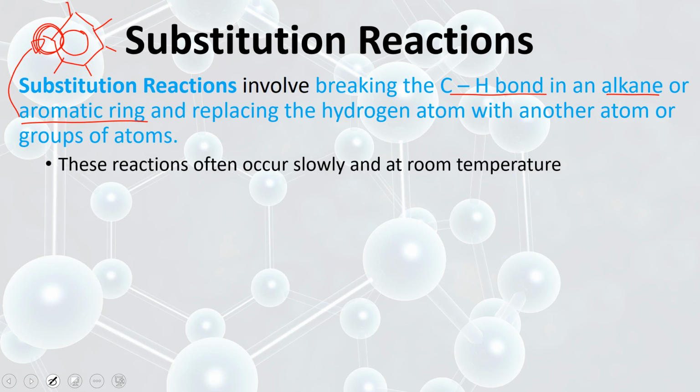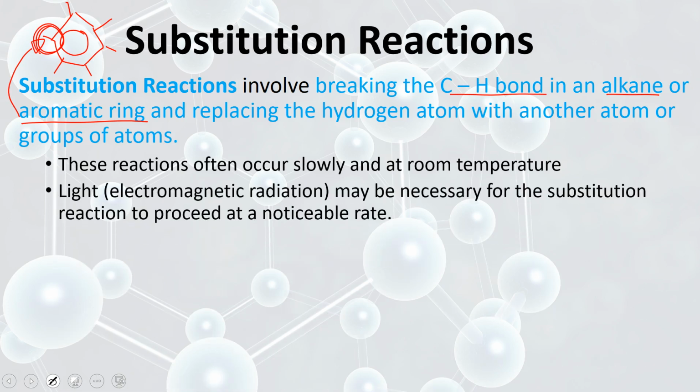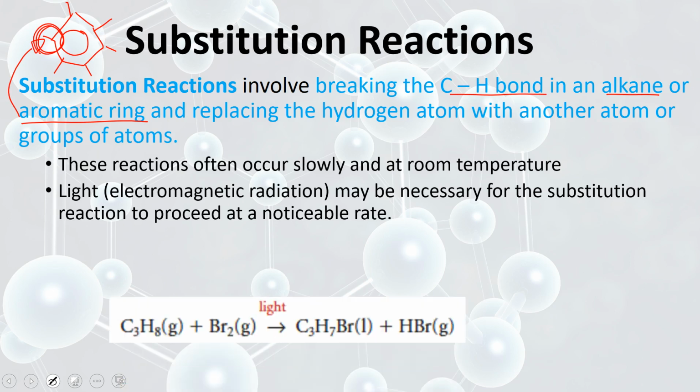These reactions would only occur slowly at room temperature, so they're not a very fast, naturally occurring reaction. And usually for these reactions to happen, you have some sort of electromagnetic radiation as a catalyst. So sometimes certain types of light will increase this reaction rate.